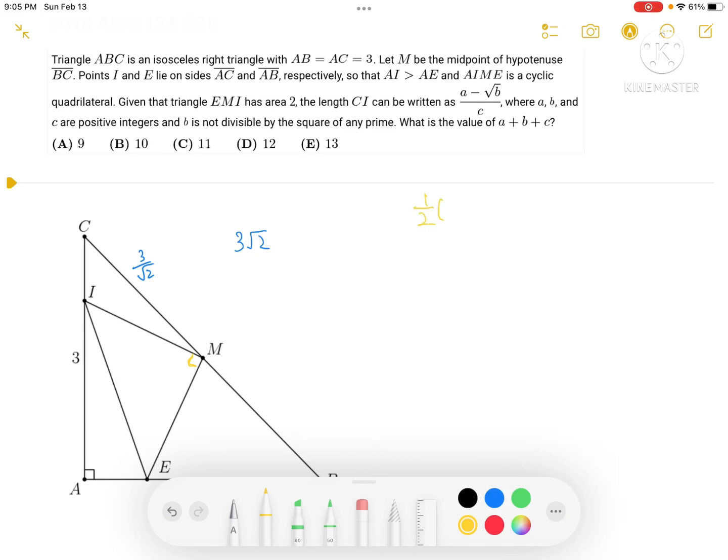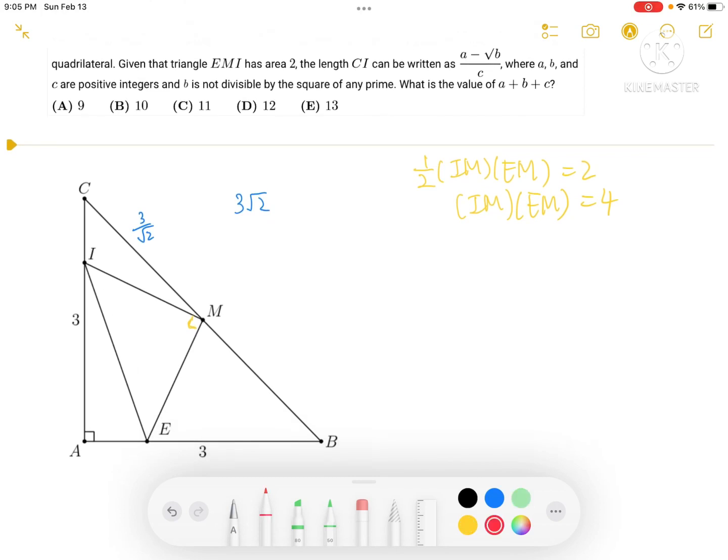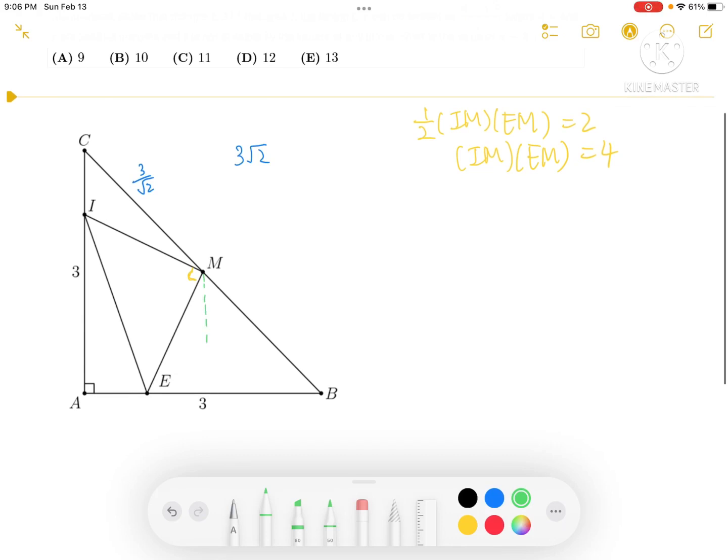So since we found that EMI is a right angle triangle, the area is just equal to 1/2 times the base times the height. So it's equal to 2, so IM times EM is equal to 4. And we need to find the length CI in this question. By observation, if we can prove that triangle IME is isosceles, then we can find the length easily. So now let's try to prove it's isosceles.